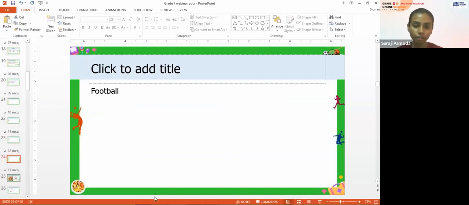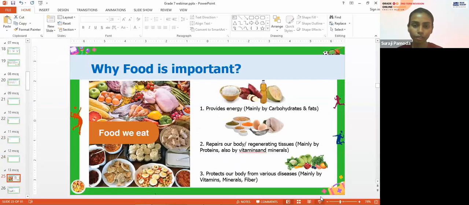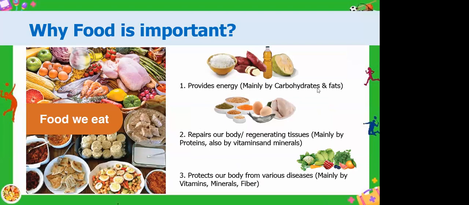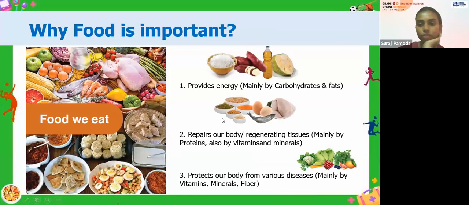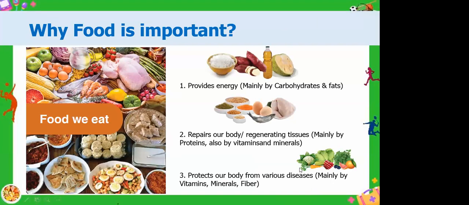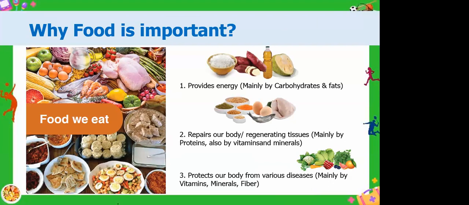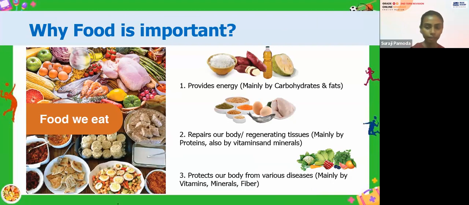Okay, so here you can see why we eat food, why food is important, right? So here mainly they give us energy, right? So energy is given by what nutrients, mainly? What nutrient provides us energy? Yes, carbohydrates. Not proteins, right? Not minerals and vitamins. Carbohydrates and fats, right? Vitamins and minerals mainly help us to get rid of diseases, right? So here you can see the slide, right?